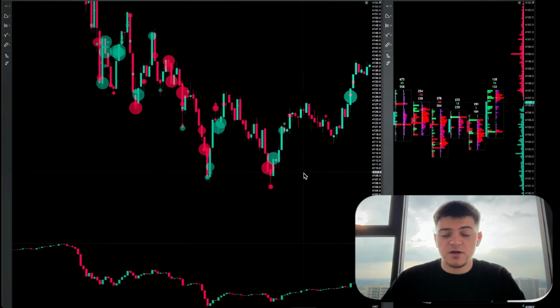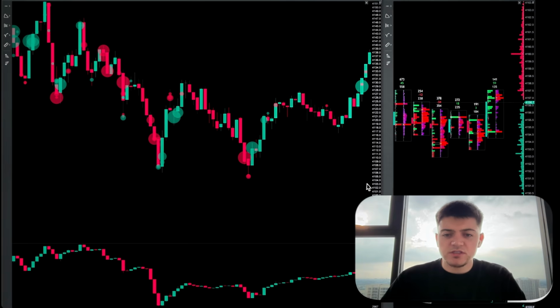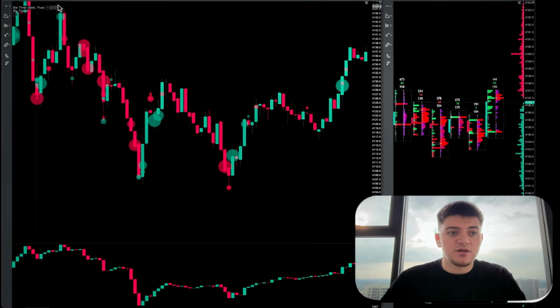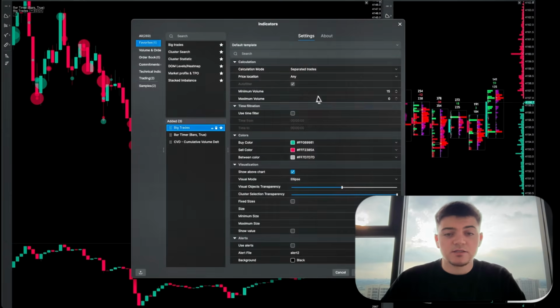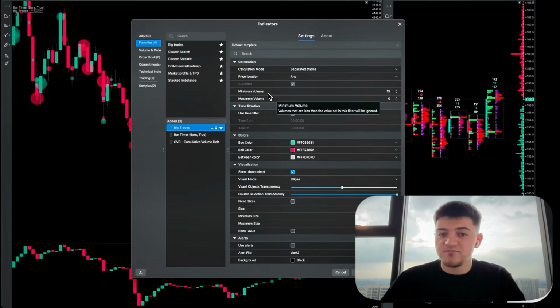So if I just exit out of here, I'll show you guys. You can see over here that this is a big trades indicator. If I just come up here, I can show you my settings really quick. So these are my settings. This is going to be the separated trades. Depending on the asset you're trading, you might need to change this minimum volume.